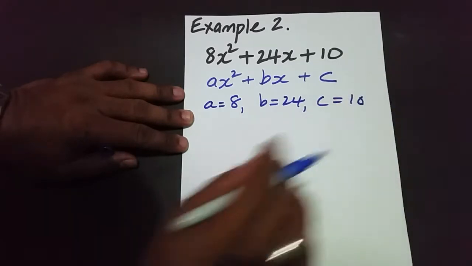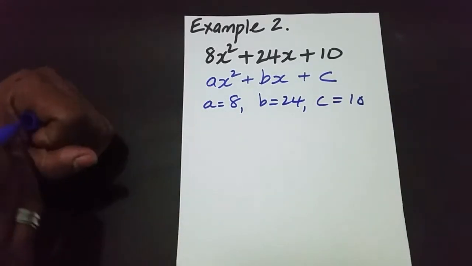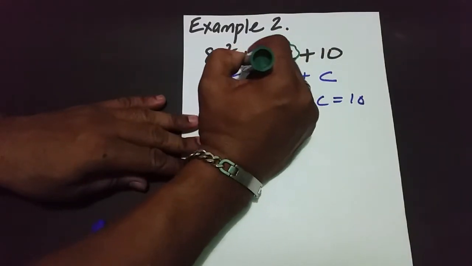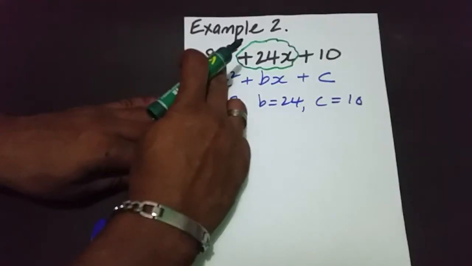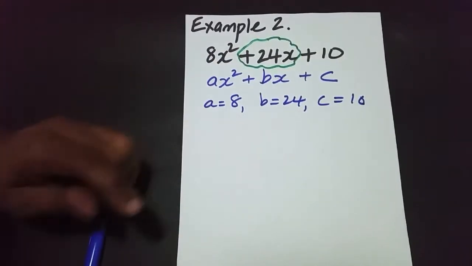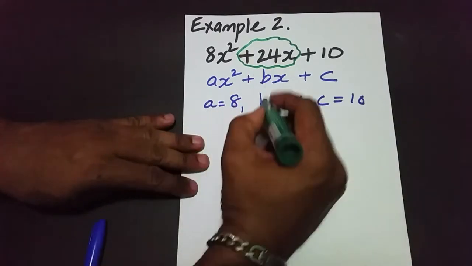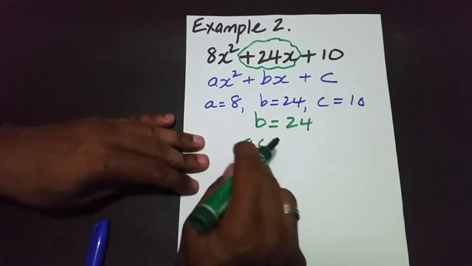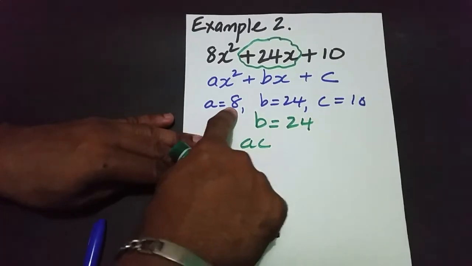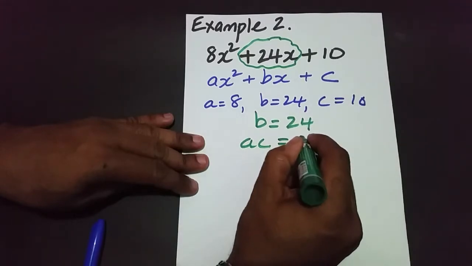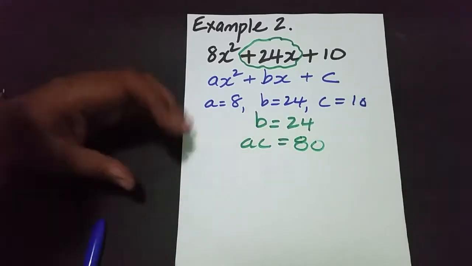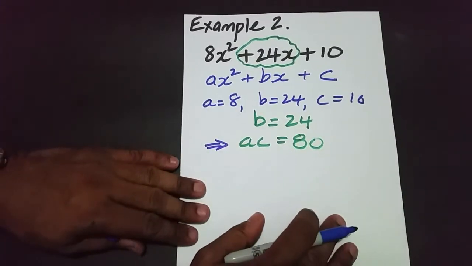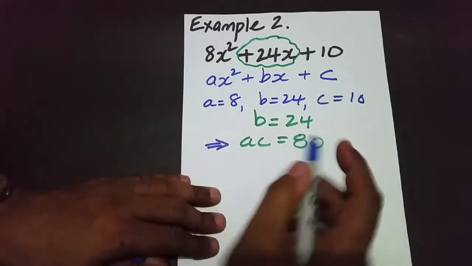All right. Now, again, the objective is to break this middle piece into 2 pieces, so instead of having 1, 2, 3 terms, we have 4, and then we can factorize by grouping. So we just want to point out that the value of B here is 24, and AC again means A times C, which means 8 times 10, which is 80. And again, the focus is on this line where we need to find the factors of 80.